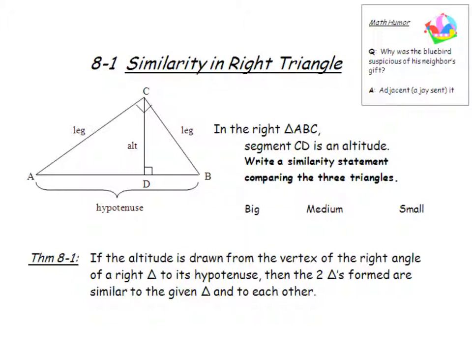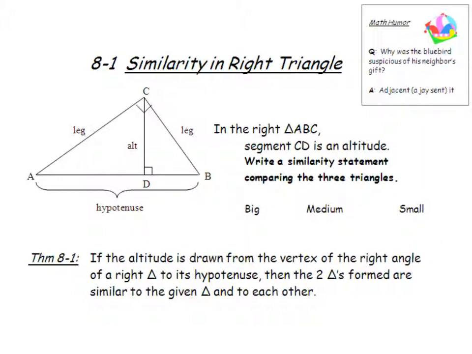All right, you guys. In Chapter 8, we're going to talk about the trig portion of our geometry course. 8.1 is specifically about the similarity in right triangles. If you take a look at this picture here, in triangle, specifically the right triangle, ABC, we have segment CD as the altitude. It splits this into two separate right triangles.